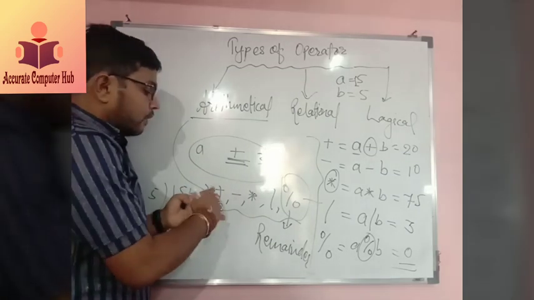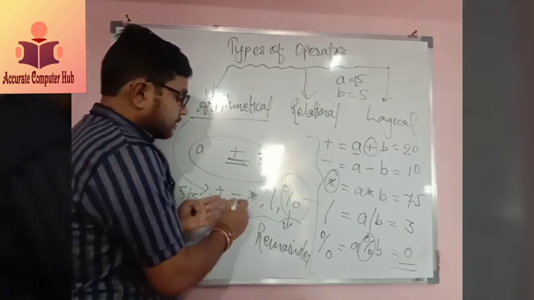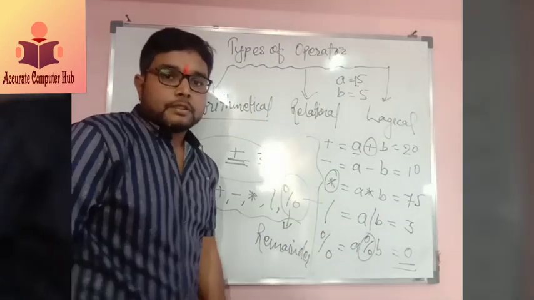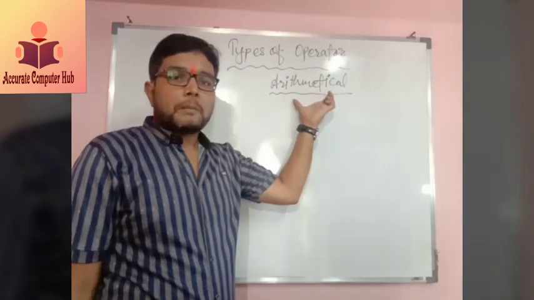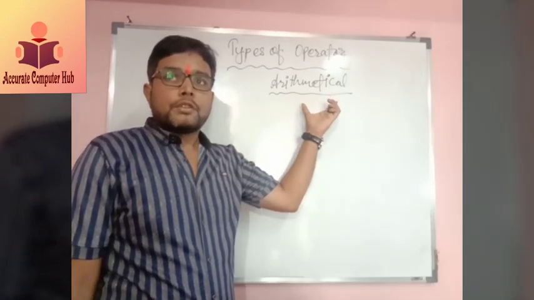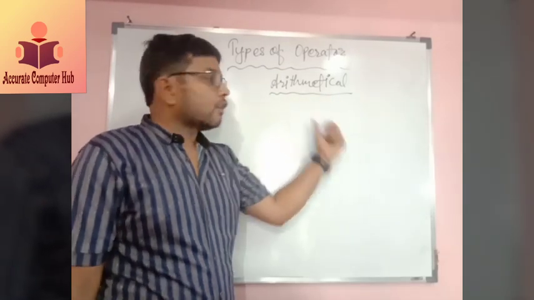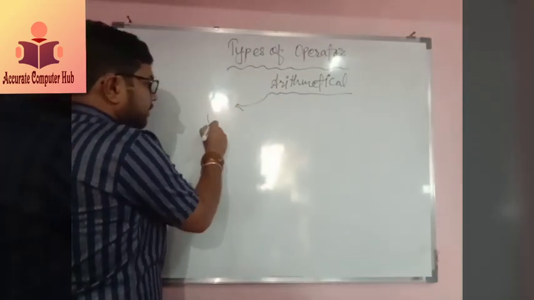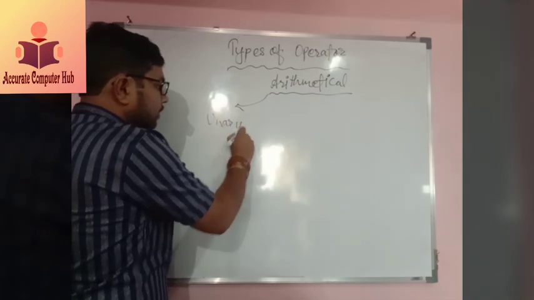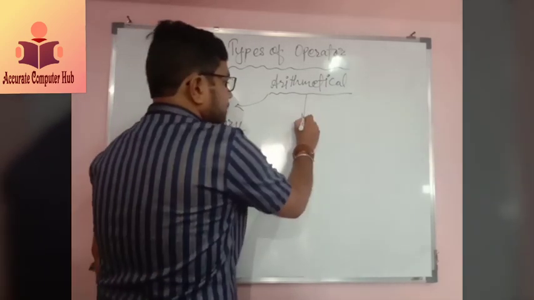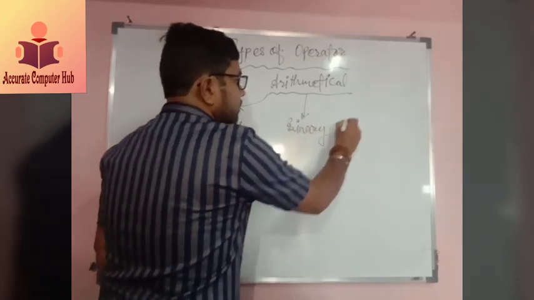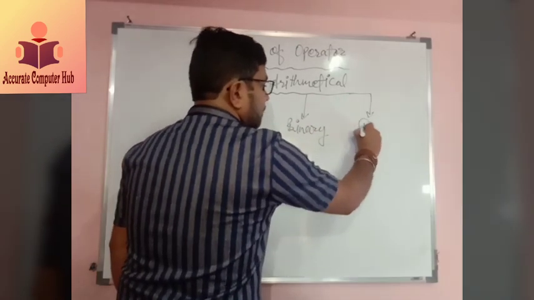Okay, this is about the arithmetical operator. What are our arithmetical operators? Plus, minus, multiply, divide, and these are the examples of arithmetical operator. We are learning about arithmetical operator. Now we have to learn what are the types of arithmetical operator. So arithmetical operators are mainly divided in 3 parts. First is unary arithmetical operator, second is binary arithmetical operator, and third one is ternary arithmetical operator.